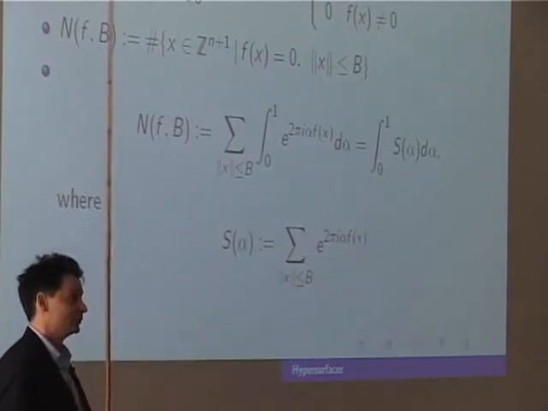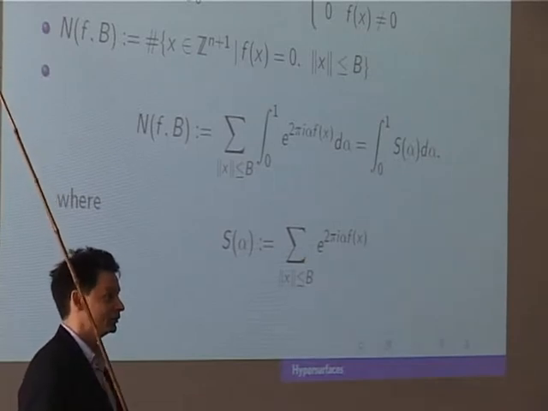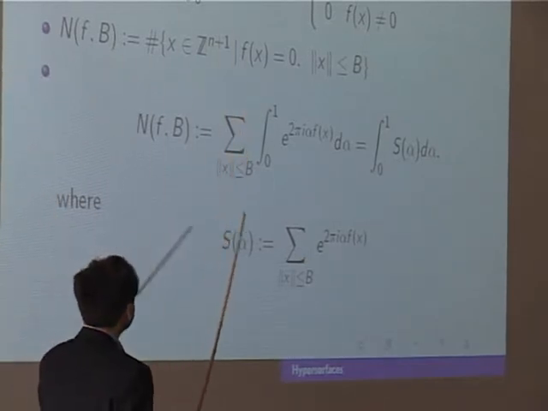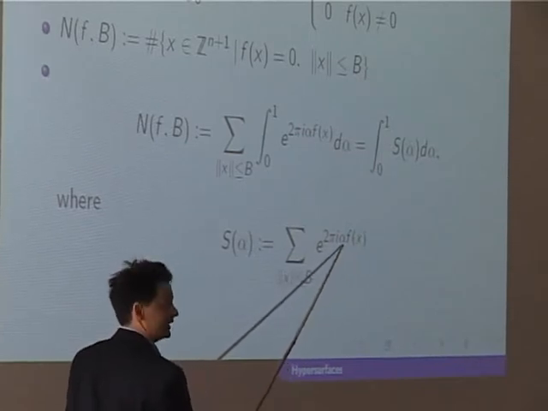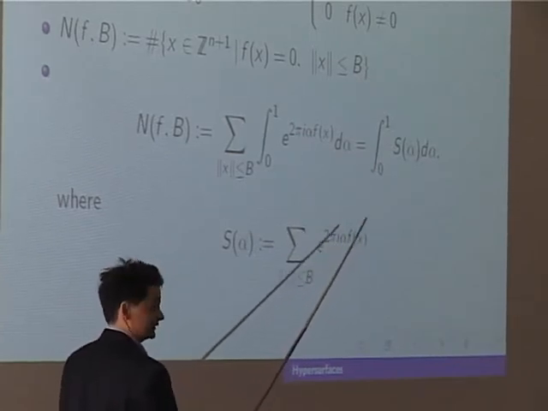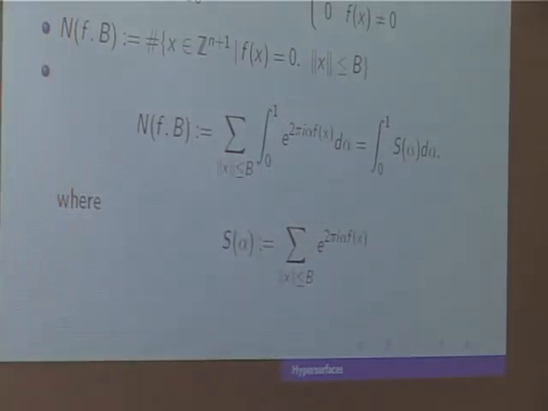And this is the fundamental battle that's happening in the circle method. You're integrating a function from 0 to 1, and you know that the function is large when alpha is equal or close to rational numbers with small denominators.